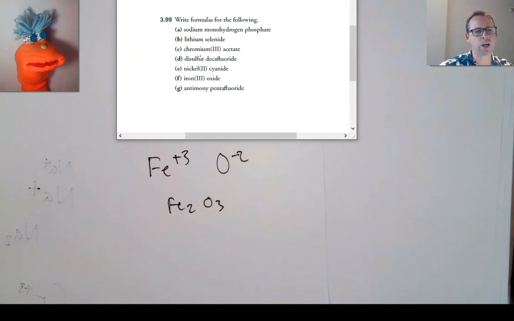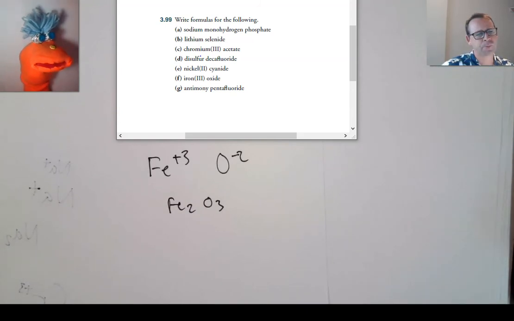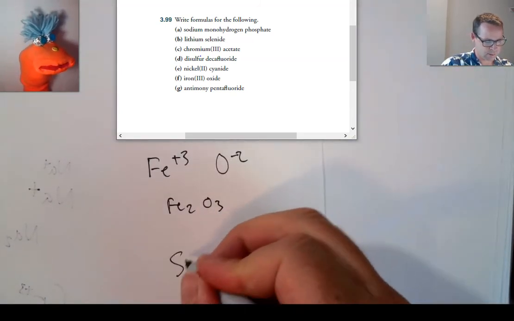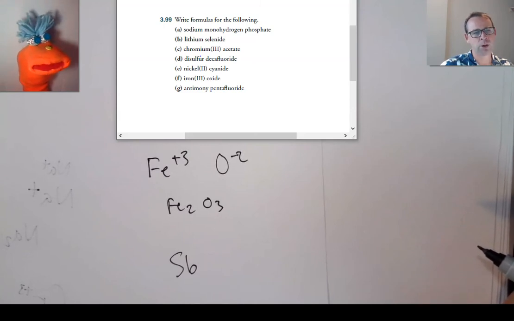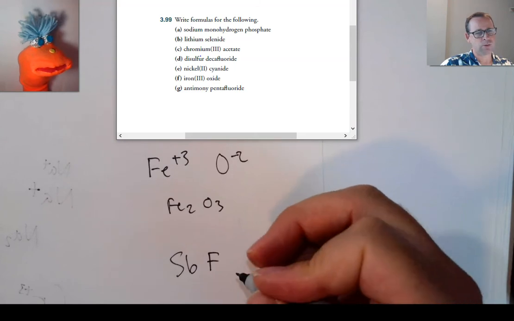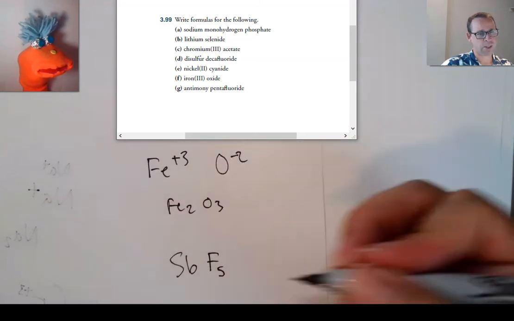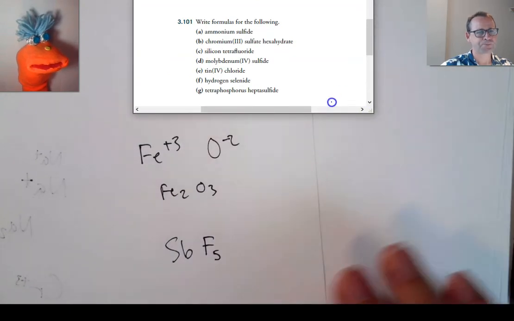Antimony pentafluoride. Antimony, where's that at? That's element number 51. Oh, Sb? Yeah. And penta. Oh, this is a molecular compound. That's right. How did you know? Because it says penta in there. And also because I see antimony is not a metal. Very good. So antimony pentafluoride. So 5 of those. 5 fluorides. Very good. Excellent job.